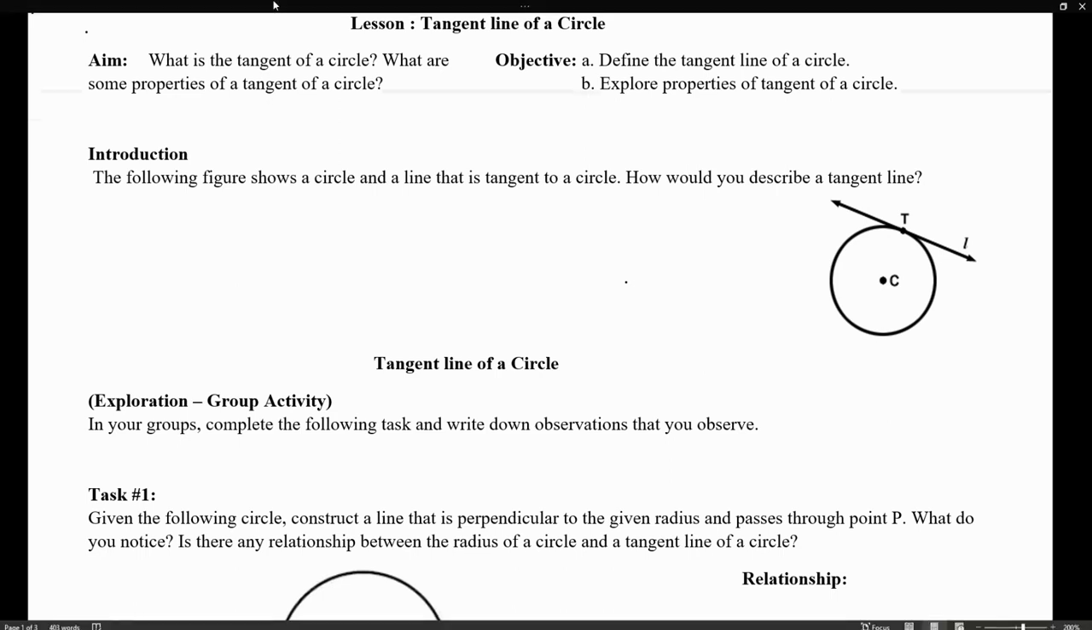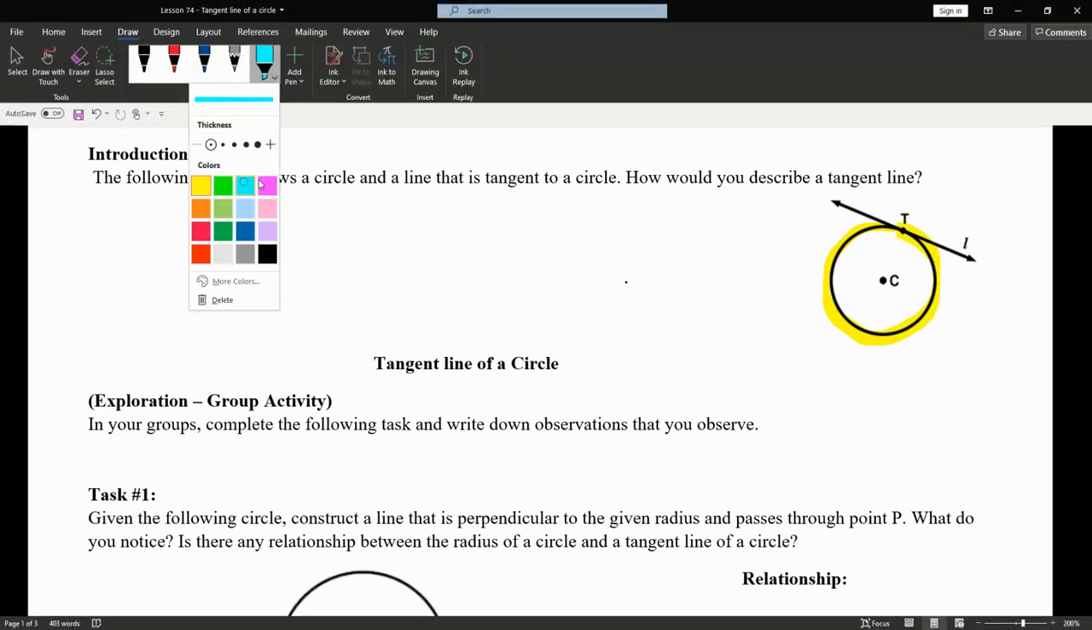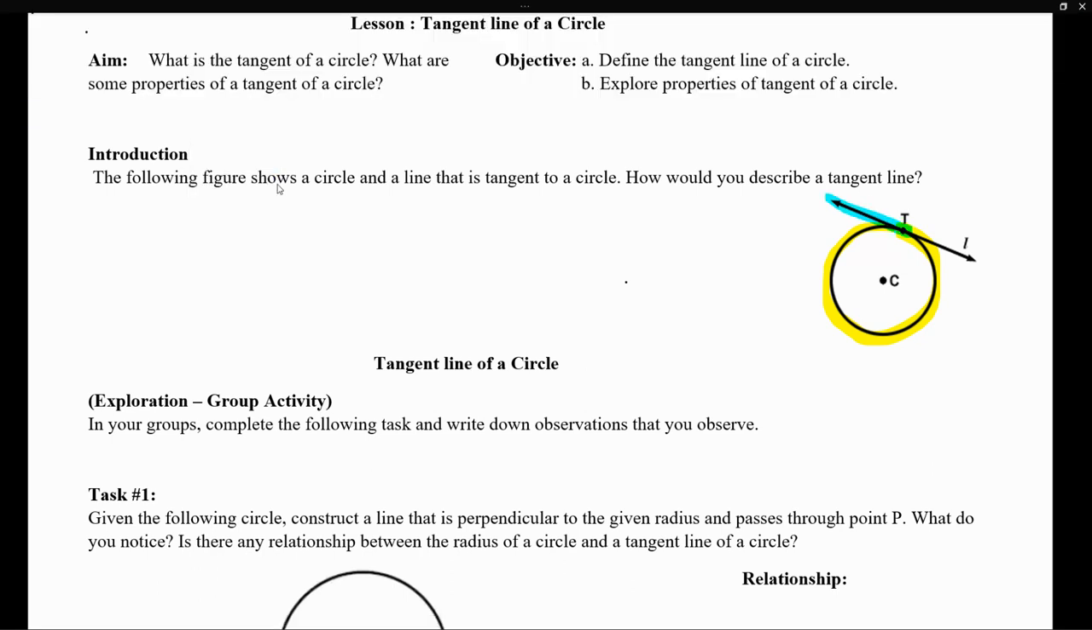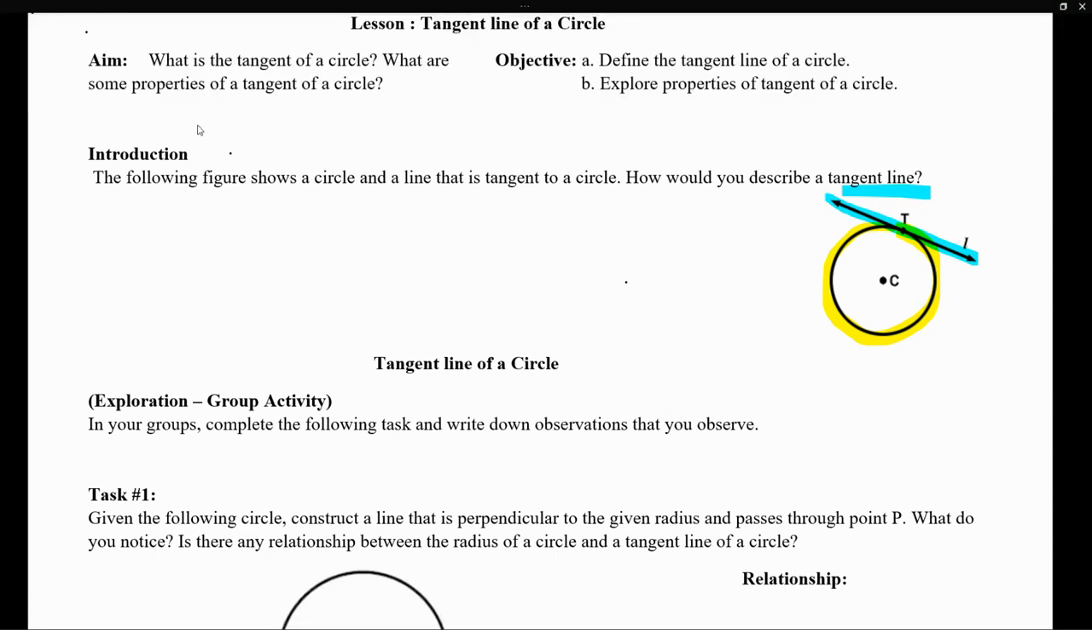Well, let's identify it. So this is the circle that is given to us. So here we have our circle. And now this is the line that we are claiming to be a tangent line. Now, how will we describe a tangent line? Well, let's see how this line is interacting with the circle. It seems like this tangent line is only touching the circle at one point and one point only. And that's actually how we're going to be defining tangent lines.